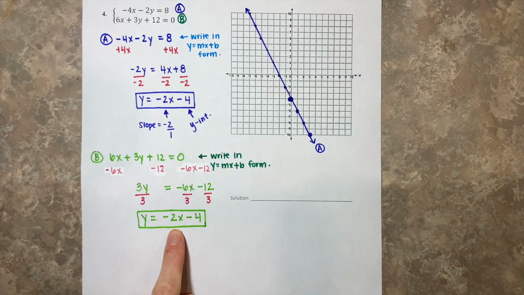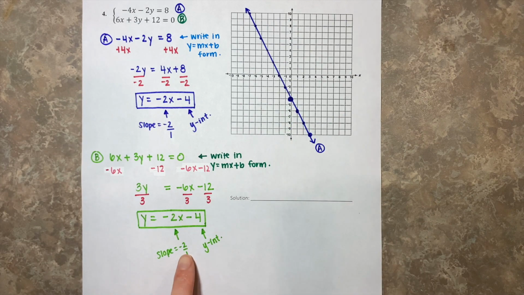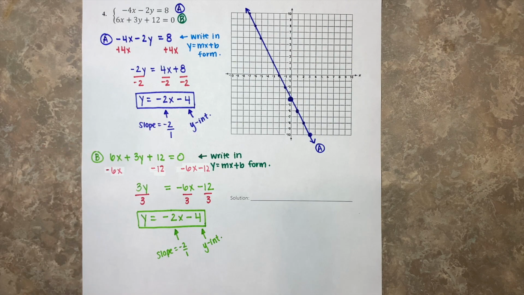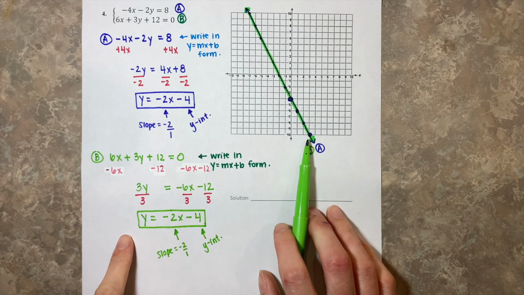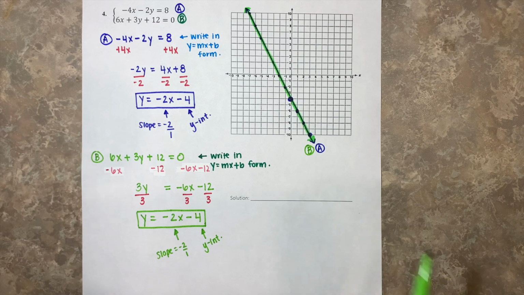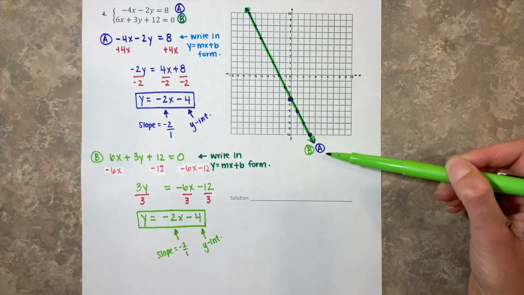Now, let's go ahead and graph line B. Notice the y-intercept is -4, which is the exact same y-intercept as our first equation, and the slope is -2/1, which is the exact same slope of our first equation. In fact, notice the y equals mx plus b forms are identical. So when we graph line B, it will coincide perfectly with line A. Both of these equations represent the same exact line.